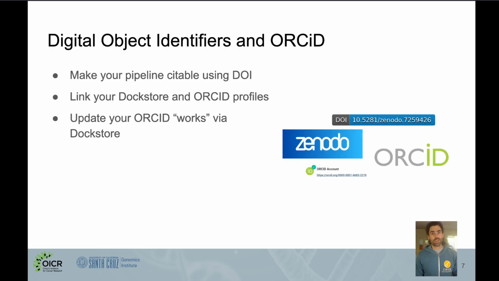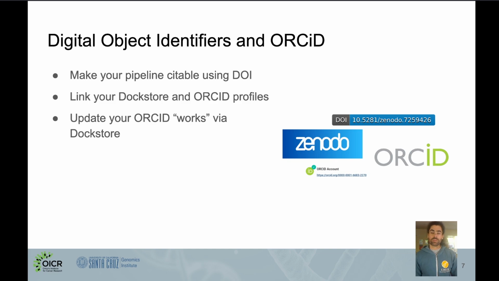We also hope to make workflows easily findable by integrating with the Digital Object Identifier service Zenodo. This makes it so your workflow will receive a DOI. If you are already familiar with DOIs from having published papers, you know that they're crucial for getting back to a specific version of scientific work that has been done. You can now have your workflows be directly cited using Zenodo and Dockstore.